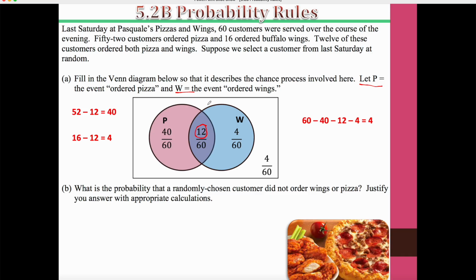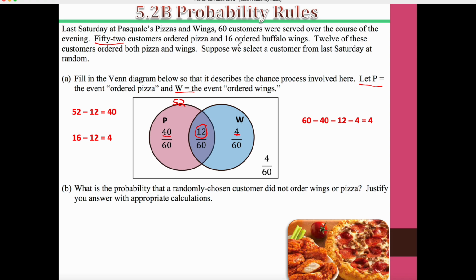Let's also acknowledge, and if you're wondering where this 40 and this 4 came from, if you're going into this problem now without having tried it on your own first, take a moment to think and recognize that the 52 customers who ordered pizza, that includes those who didn't get wings on just the red side here and those who did in the purple. So what we know is that this whole pizza bubble should add up to 52. And if we know the overlap part is 12, then the other 40 must be ones who only ordered pizza. Thus, they fall into this section.